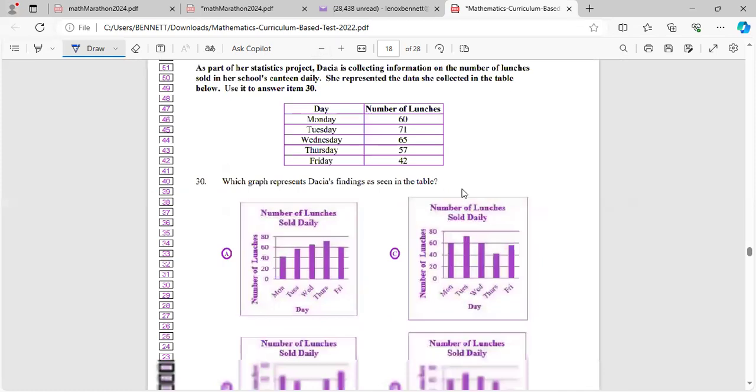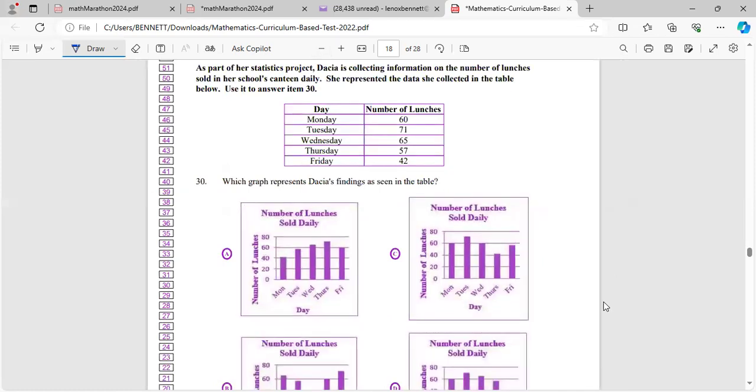Alright, let's go. So you say, as part of our statistics project, that one here not so bad. Dacia is collecting information on the number of lunches sold in her school's canteen daily. She represented the data she collected in the table below. Use it to answer item 30. So Monday, Tuesday, Wednesday, Thursday, Friday. Which chart represents that? I'm expecting 100% of persons to get this correct.